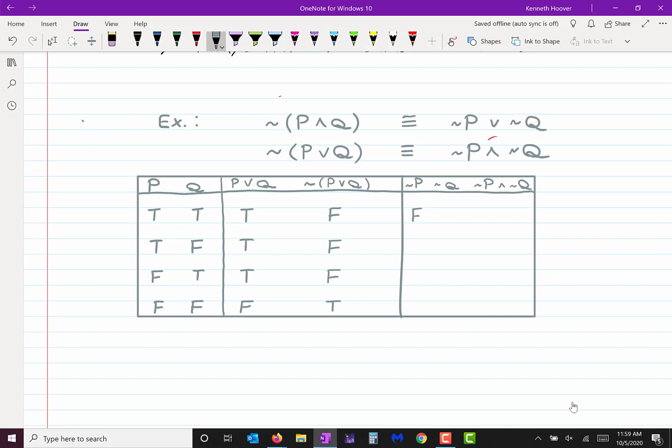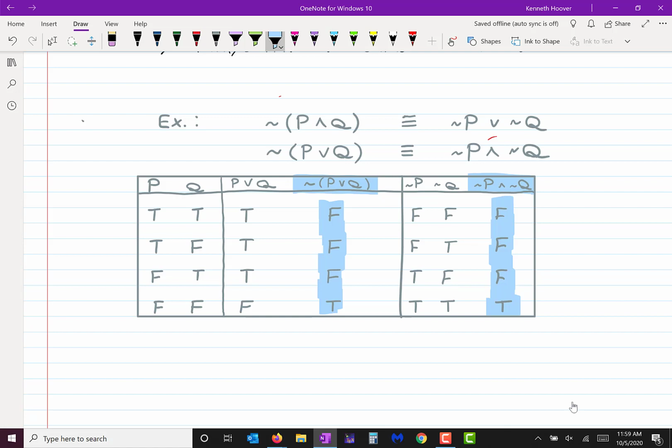Okay, I should have left these two columns here because they're the same as they were for the last example. Okay, and then I have the conjunction of those two things, which is only true if they're both true. Otherwise, it's false. And again, you see that the column for this matches the column for this. So they're logically equivalent.